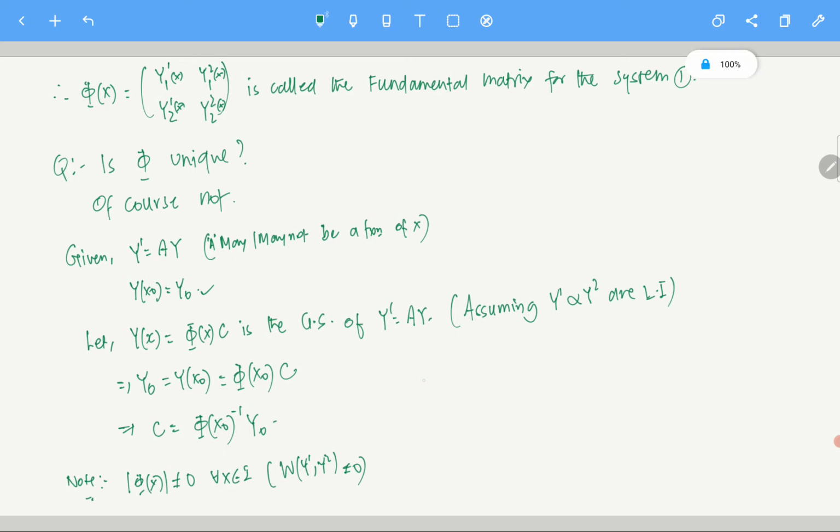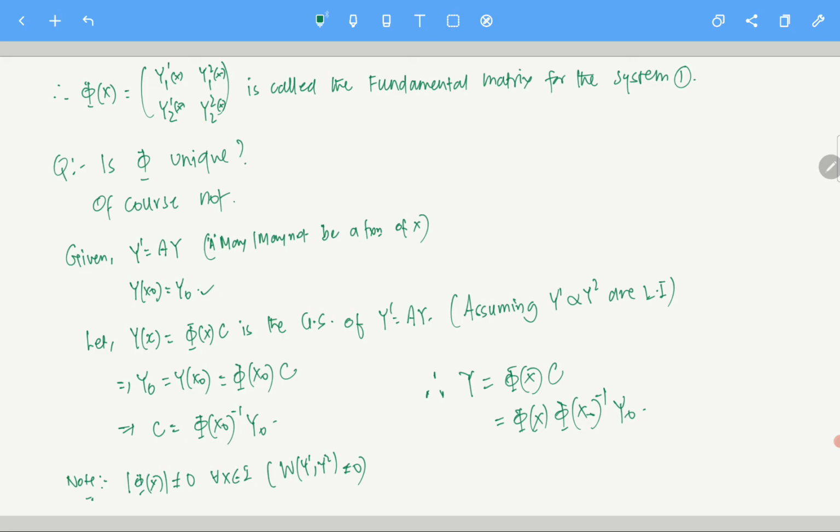Now once that is true, a general solution y, how does it look like? It looks like phi of x times capital C, the constant matrix C, and I know now what the constant matrix is. It is phi of x naught inverse times y naught. Now, does this satisfy the equation? Of course, because at the point x naught, it will be phi x naught inverse and y naught. Phi x naught inverse is the identity matrix times y naught. So y at the point x naught is y naught. So that satisfies this equation.